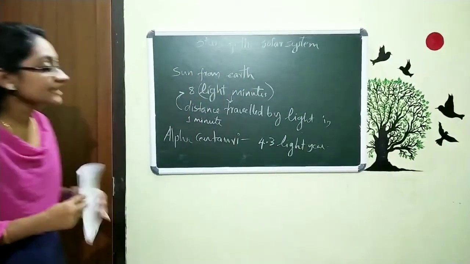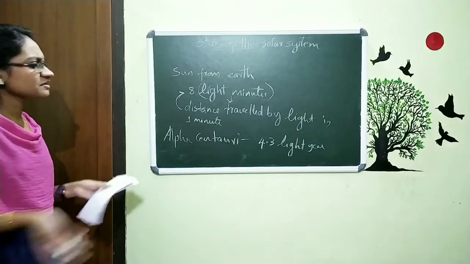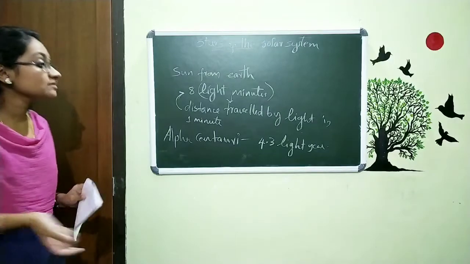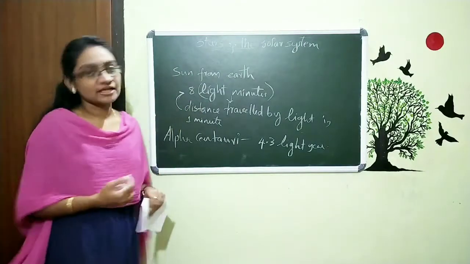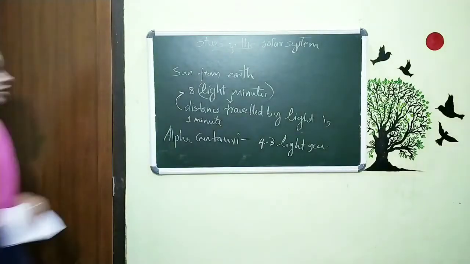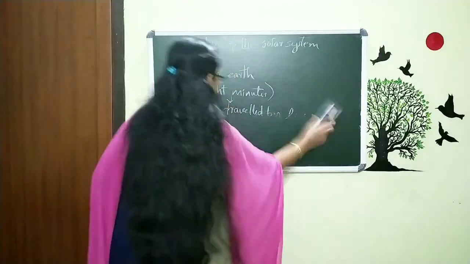4.3 light years. So just remember these values, and we want to study what is this light year, what is this light minute and all. Now we are moving to the next thing. Hope this is clear for you.